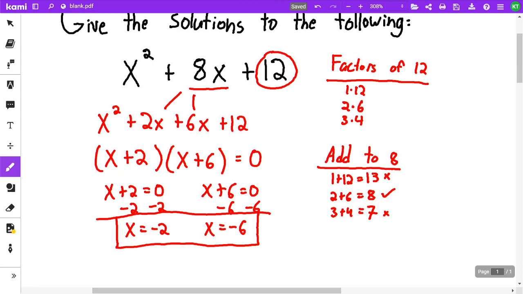Also, something to keep in mind, our solutions, another word for those are our x-intercepts, which can also be referred to as zeros or roots.